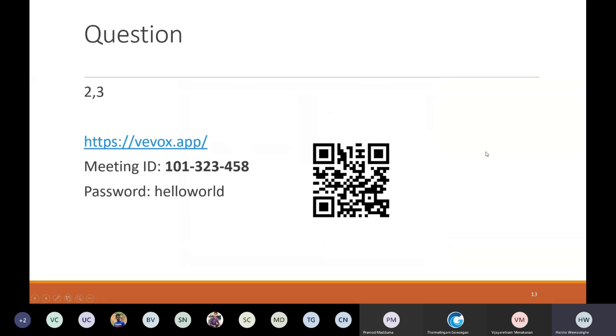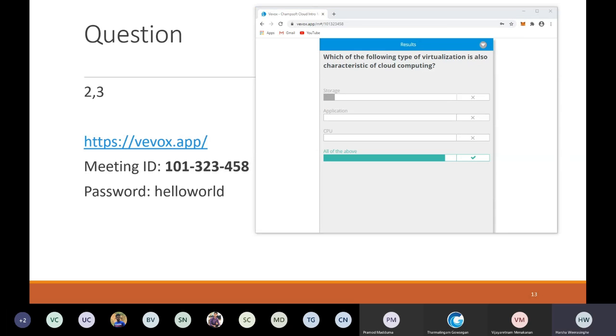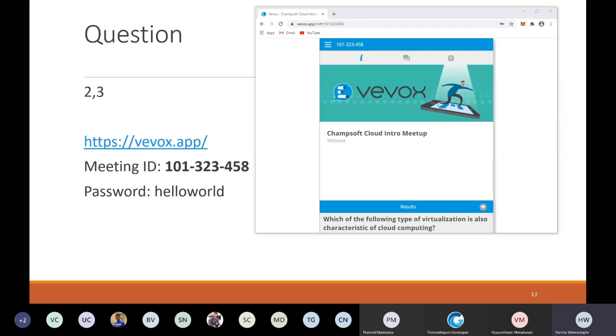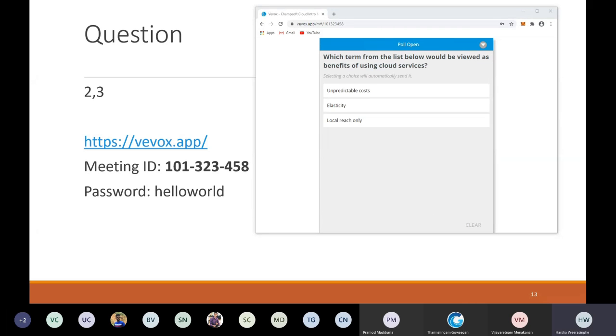If we go to the next one, here we are coming to the second question. So please take your devices. You can see the next question. It's asking which term from the list below would be viewed as a benefit of using cloud services. It's asking unpredictable costs, elasticity, and local reach only.